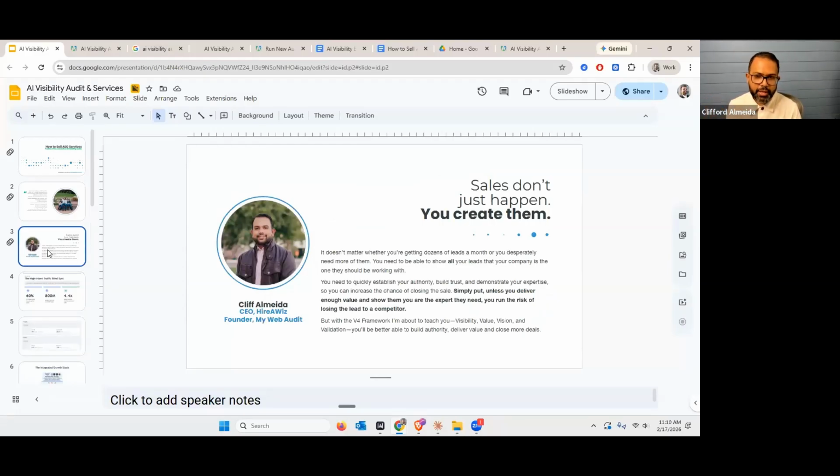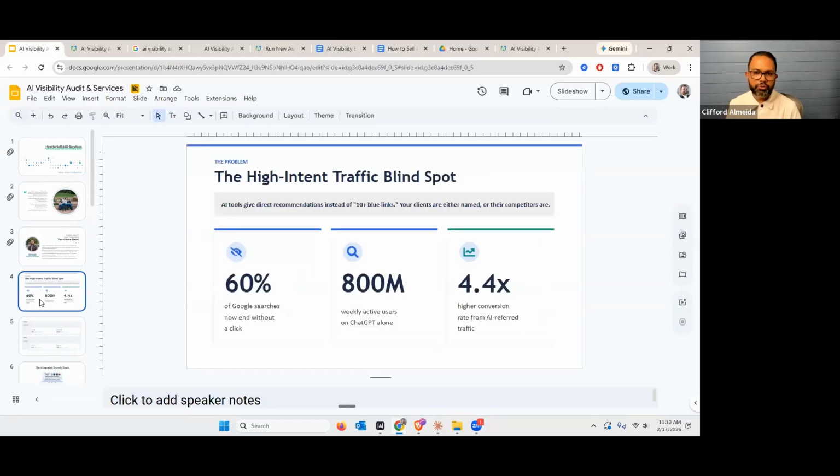Ultimately, you have to create them. The fastest way to do that is to be able to establish your authority, build some trust, and deliver value. And I will be walking through how you can do that with this new service.